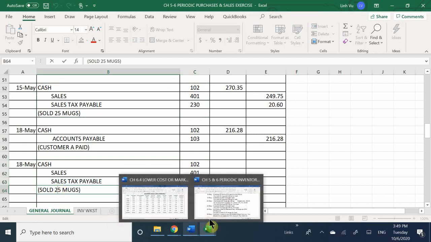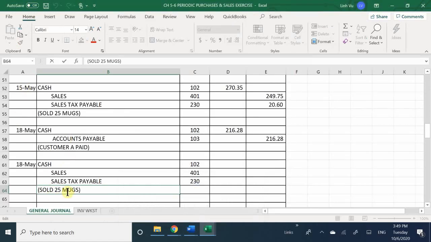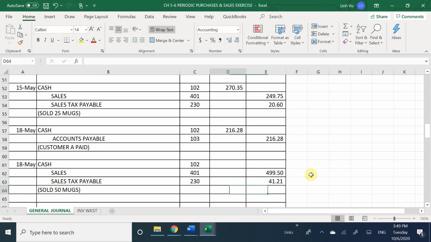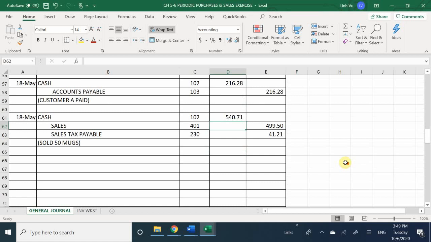Okay. How many mugs did we actually sell? We sold a total of 50 mugs. And tax on that is $41.21. So the total is $540.71. Perfect. For $540.71. Good.